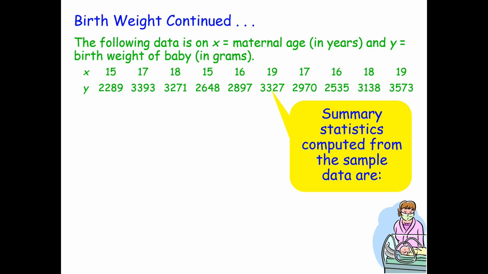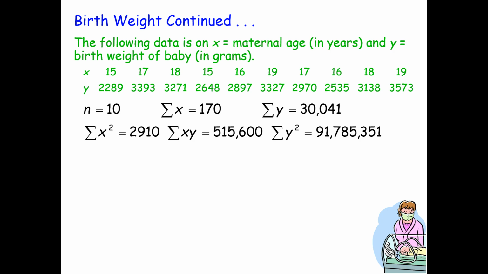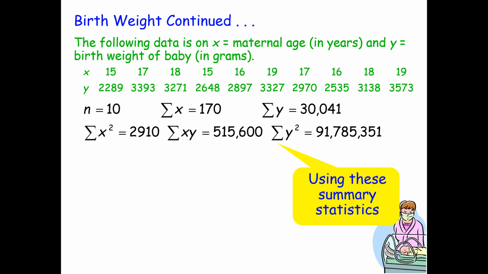Summary statistics computed from the sample data are n equals 10, because we have our 10 samples. The sum of x equals 170, and the sum of y equals 30,041. Then the sum of x squared is 2,910, and the sum of x times y is 515,600, and the sum of y squared is 91,785,351. We're going to be using these summary statistics.